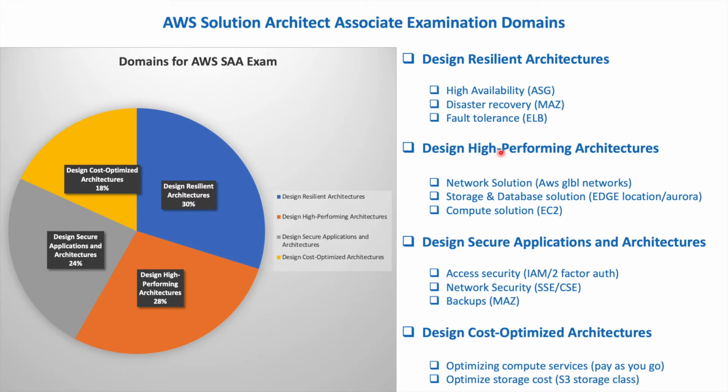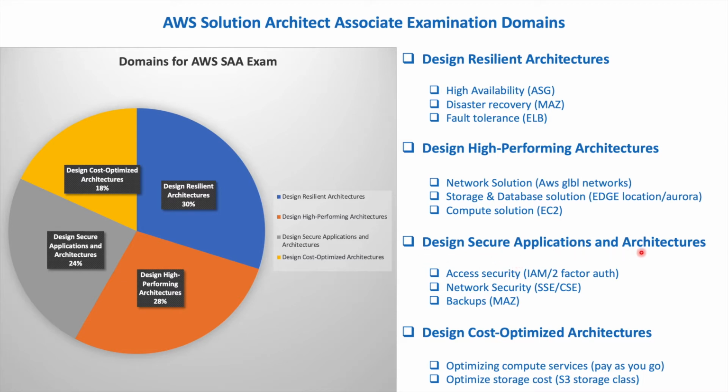Second is high performance architecture. For this, we should know how to improve the performance of our architecture. We can improve the performance of our network by using AWS global networks. We can improve the performance of our storage and database by using edge locations and Aurora. In fact, AWS claims that Aurora is 6 times faster than the Oracle database. We can improve the performance of our compute services by using different types of Elastic Compute Cloud solutions.